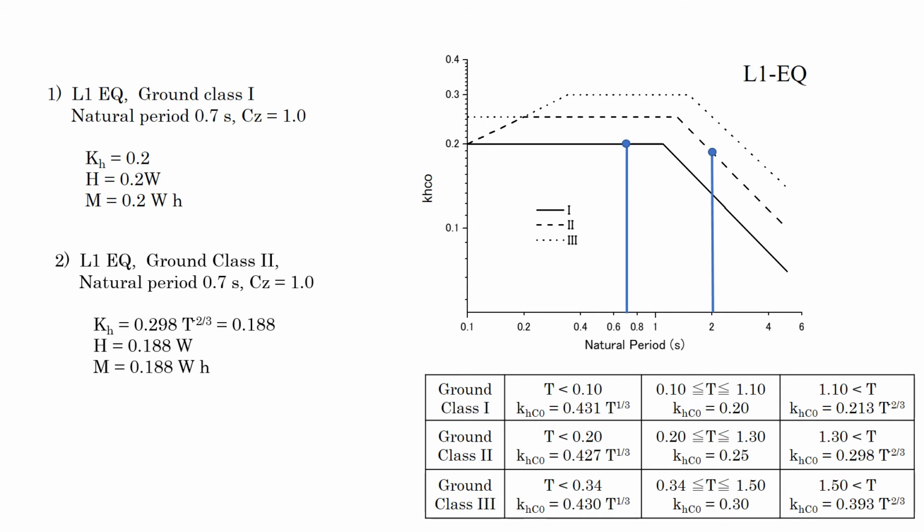2. L1 earthquake, ground class 2, natural period 2.0 second, CZ equal 1.0. KHC0 is found 0.188 from this equation, and H becomes 0.188 W and M equal 0.188 WH.